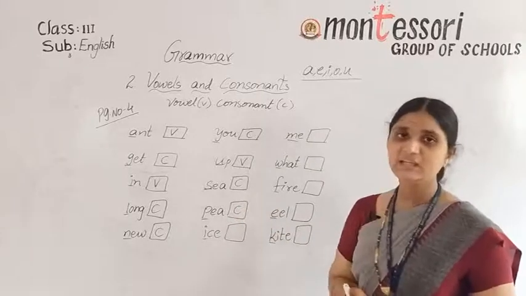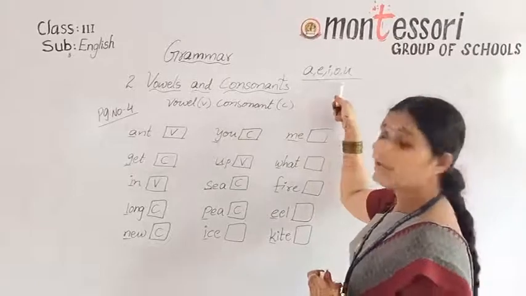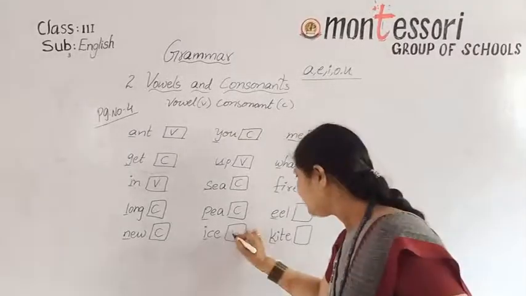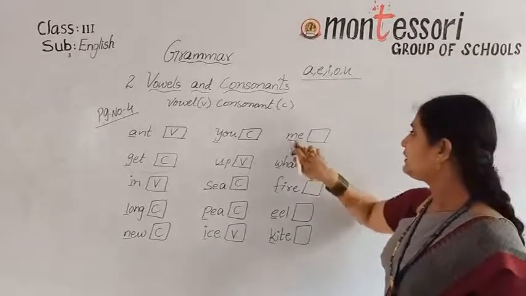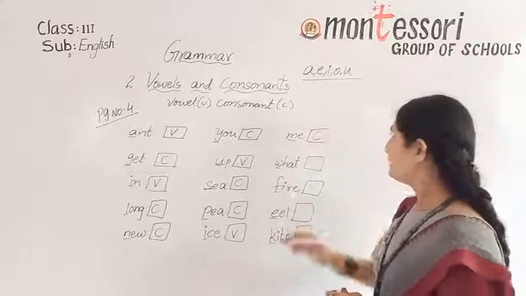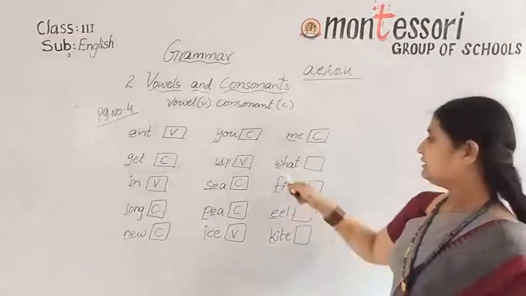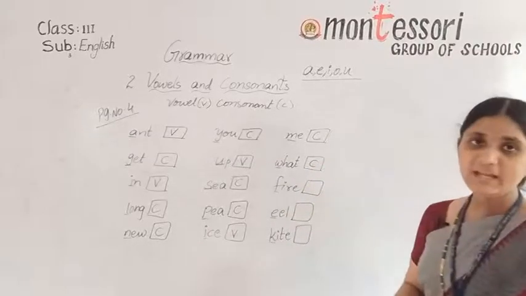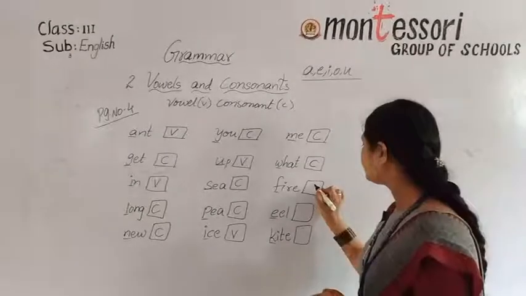Ice. I-C-E. Ice. The first letter is I. Look here, A-E-I-O-U. In the vowels, I is there. So, I is a vowel. Next, me. M-E, me. M, it is a consonant. What? W-H-A-T. What? W is a consonant. Fire. F-I-R-E. Fire. F is a consonant itself.